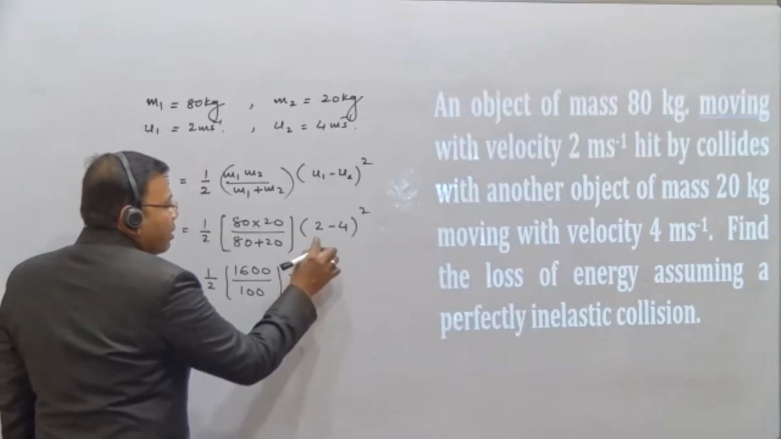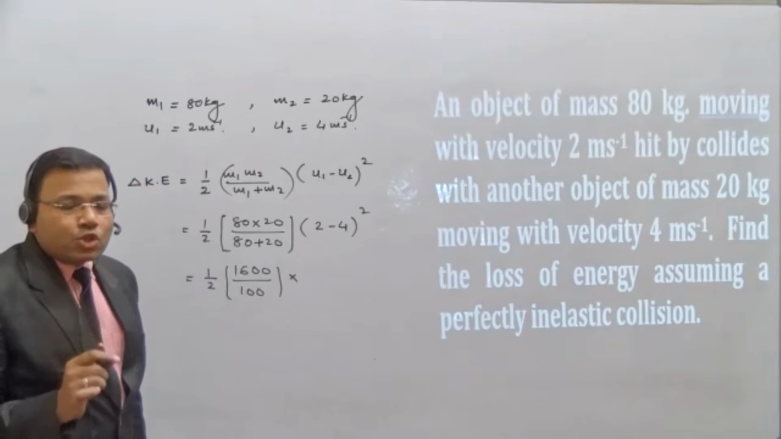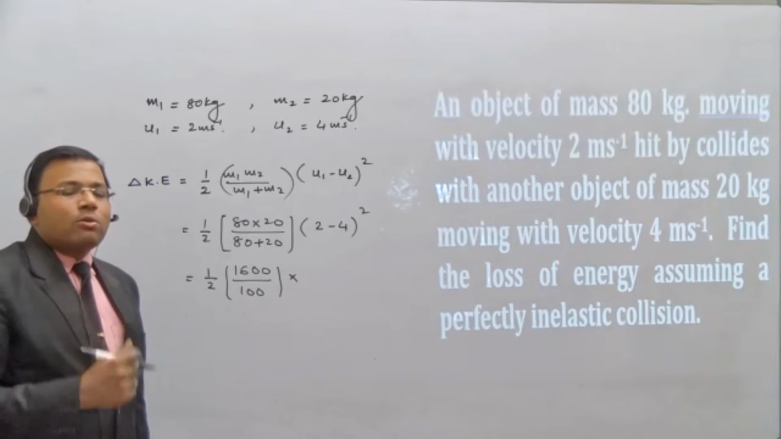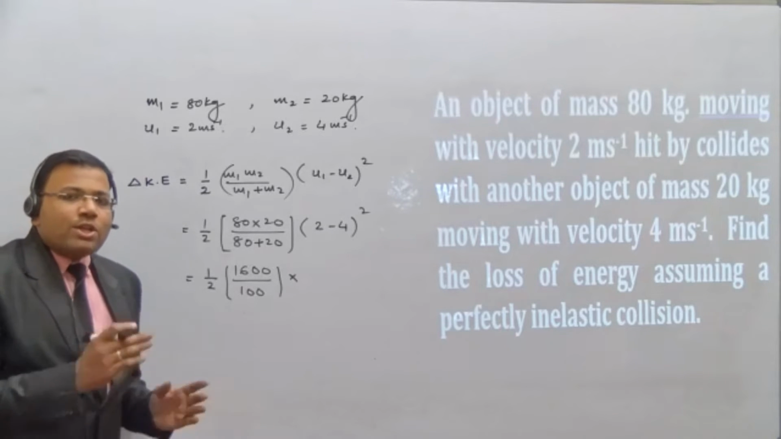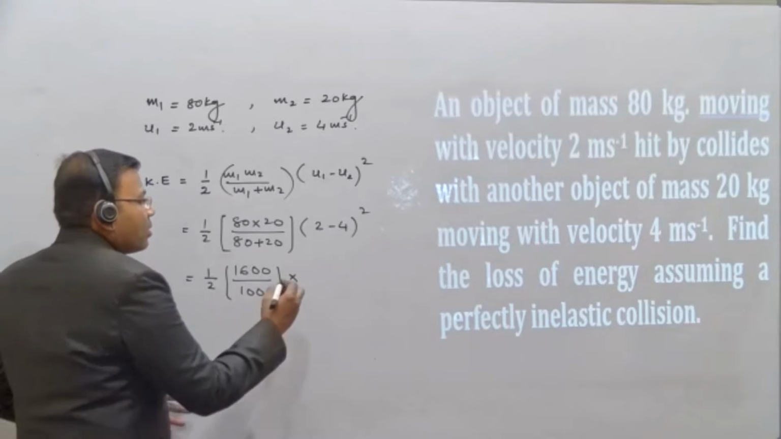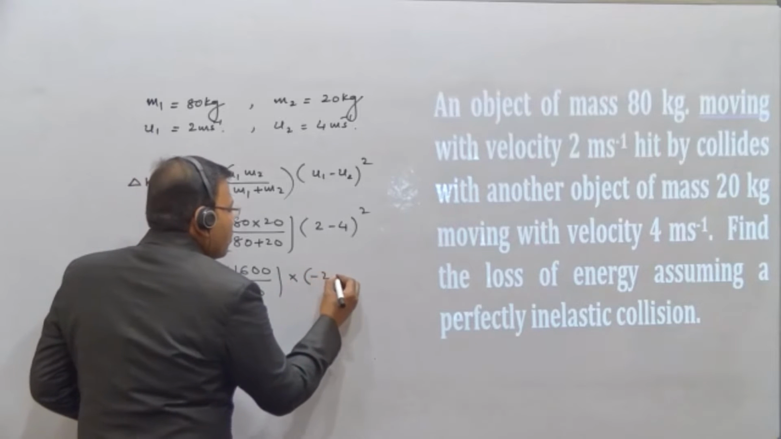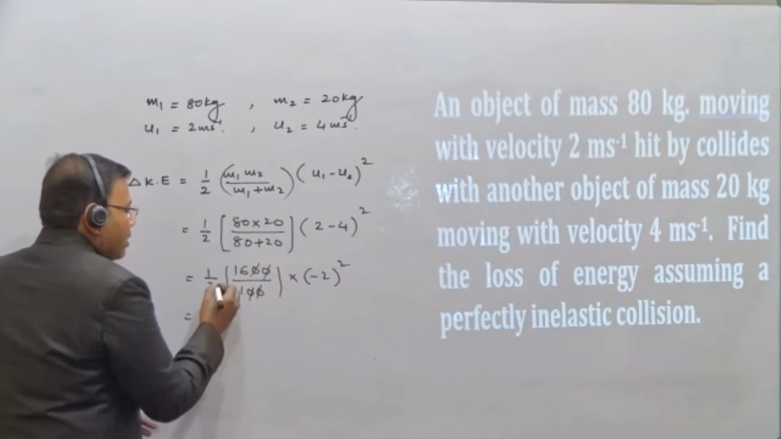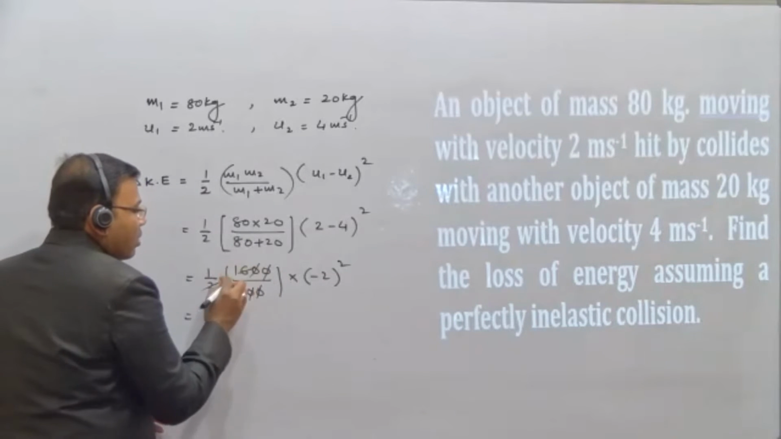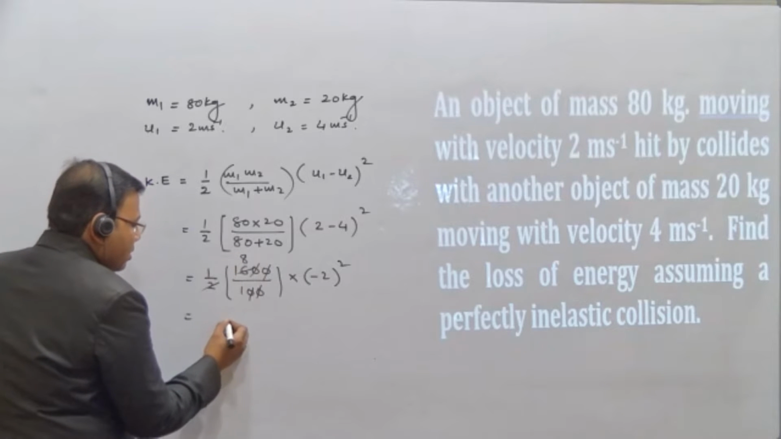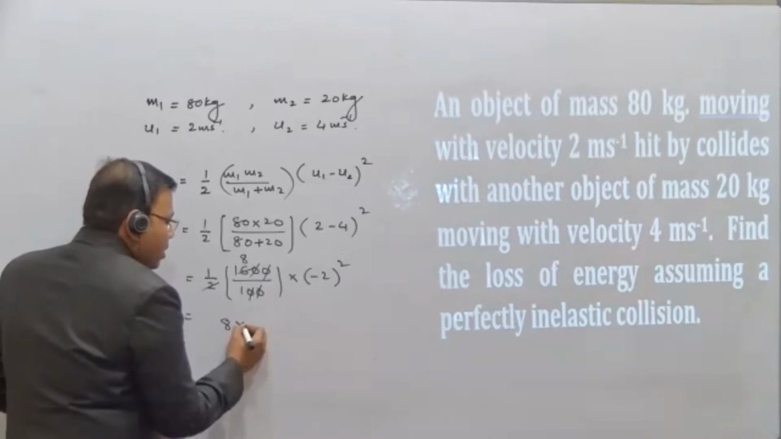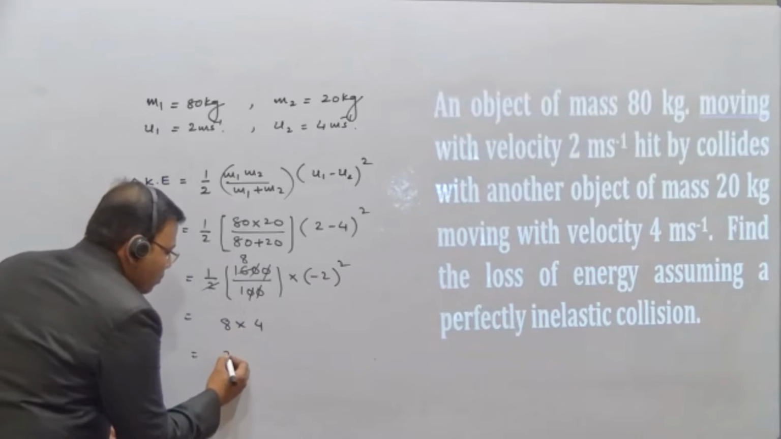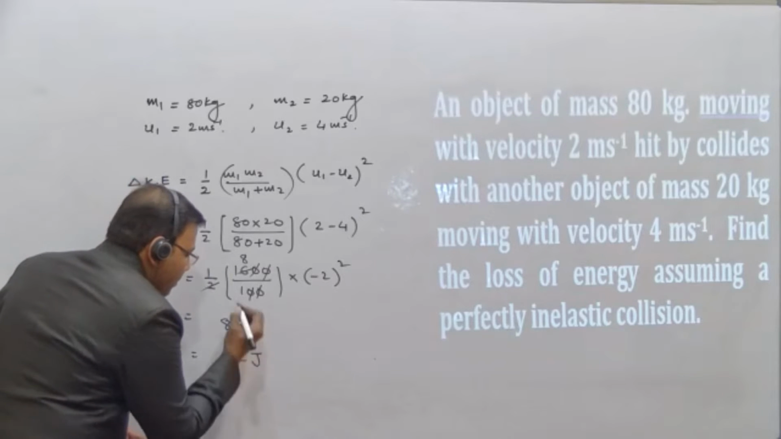And here, 2 minus 4 is minus 2, and if you square minus 2, you get plus 4, because minus into minus becomes plus. So here I write (minus 2) square. Now this gets cancelled, and this is 1 times, and this is 8 times. So this is 8 into 4, that is 32 joule.